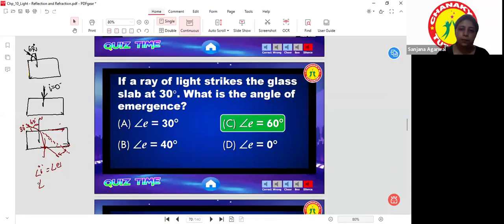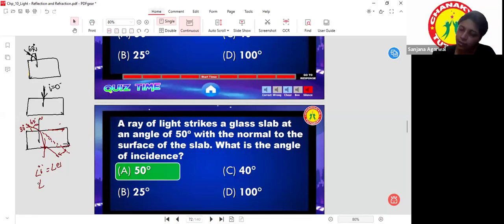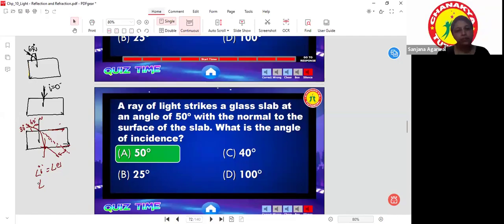A ray of light strikes a glass slab at an angle of 50 degrees with the normal to the surface of the slab. Now you tell this. 50 degrees with the normal to the surface of the slab. What will be the angle of incidence? Yes, it will be 50 degrees only.